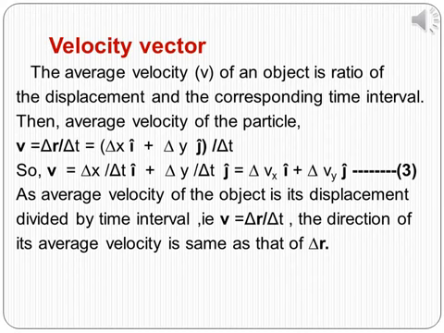As average velocity of the object is its displacement divided by time interval, that is, average velocity vector v is equal to delta r by delta t, then the direction of the average velocity is the same as that of delta r, which is the displacement vector.